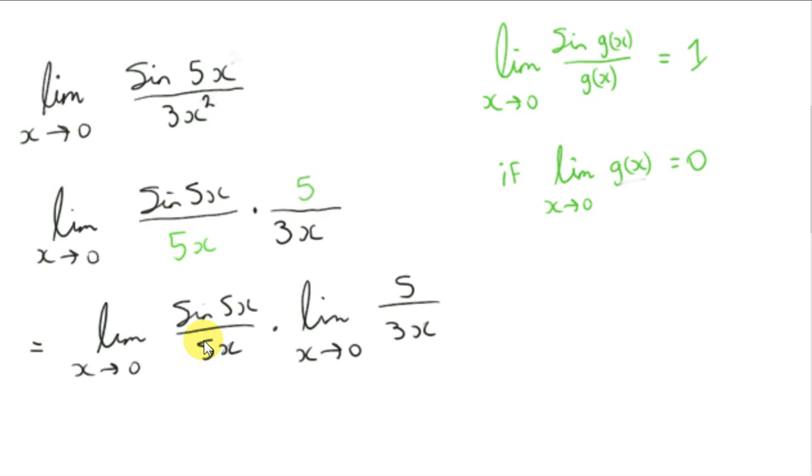So the limit of a product is the product of the limits. We know that this thing is going to be 1. Now what about this thing here? Well, as x approaches 0, 5 over 3x is going to get larger and larger. As a matter of fact, we can make 5 over 3x as large as we like by taking x sufficiently close to, but not equal to 0. So we could say our limit is infinity.